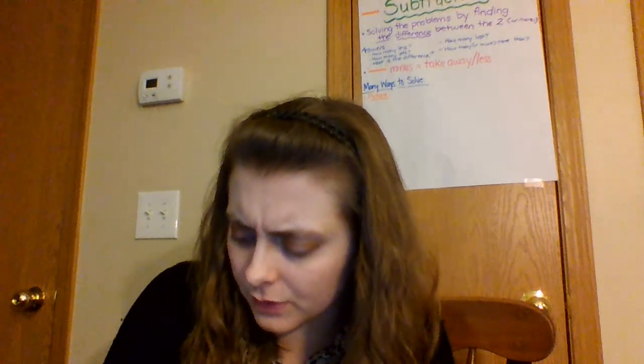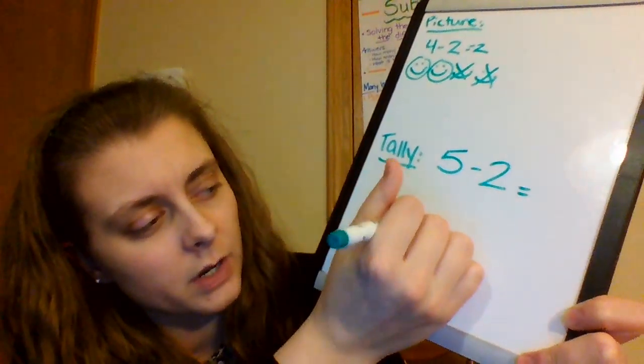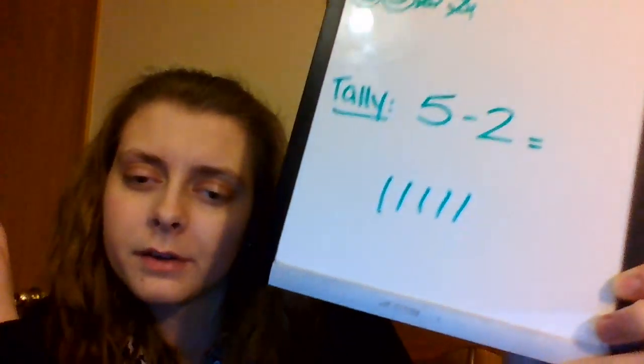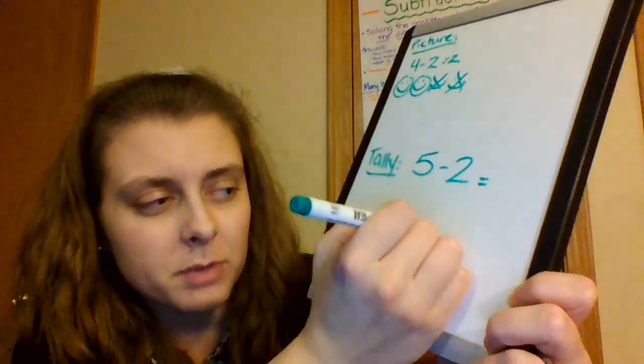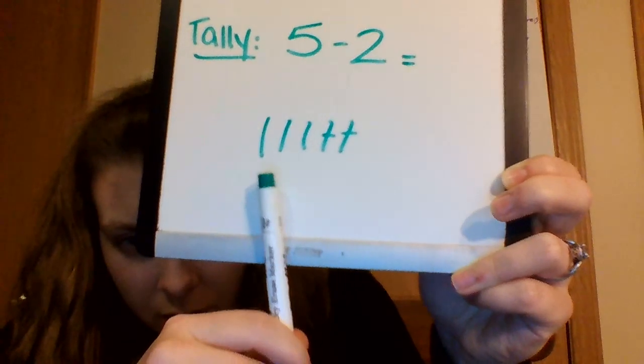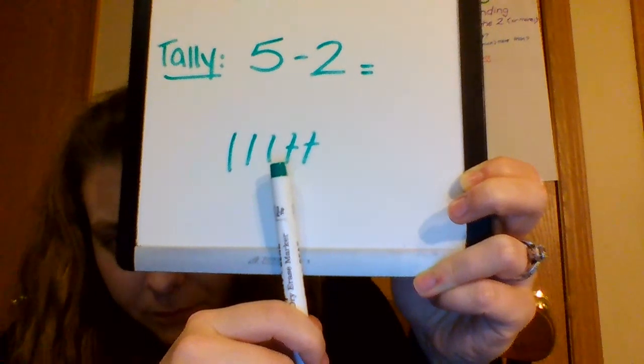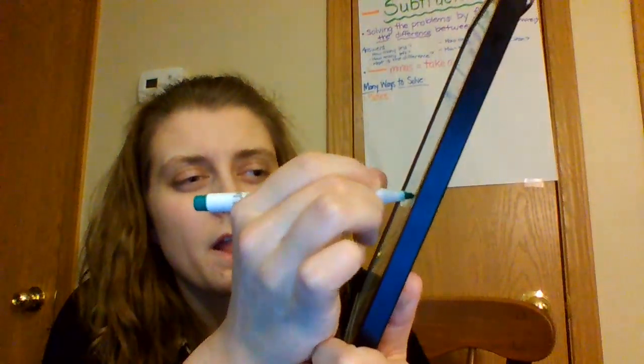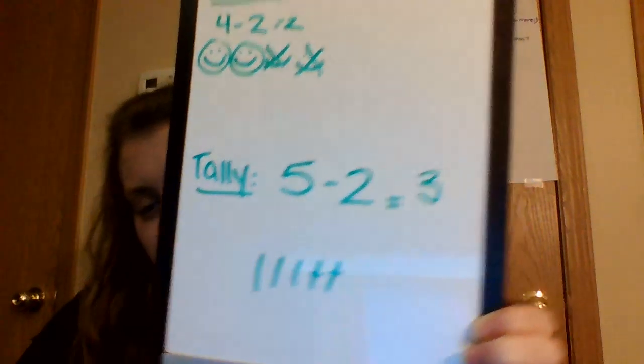Let's do another one. I'm going to do 2 more of these because I think once you guys do 1, you'll be able to do a lot of them. We're going to do 5 minus 2. 1, 2, 3, 4, 5. And turn 2 of them into plus signs. 1, 2. How many are left? 1, 2, 3. Okay, one more. 8 minus 5.